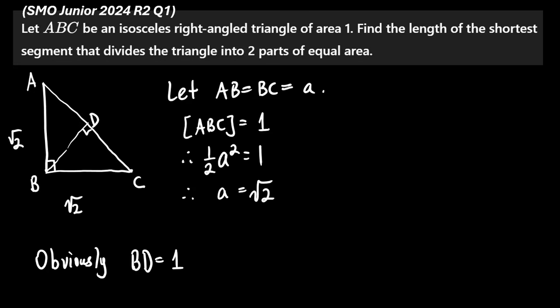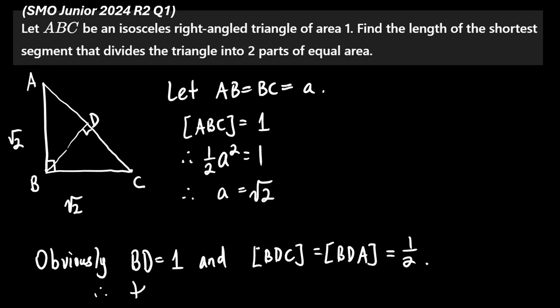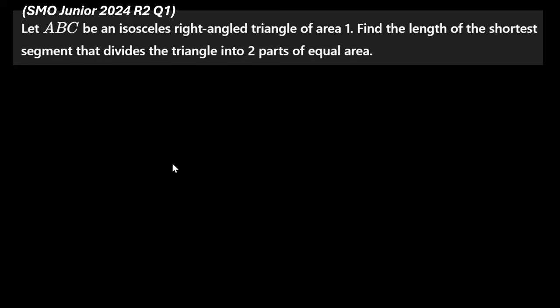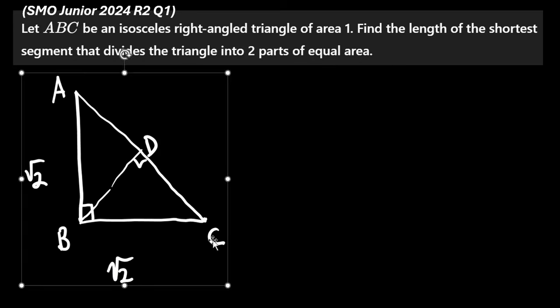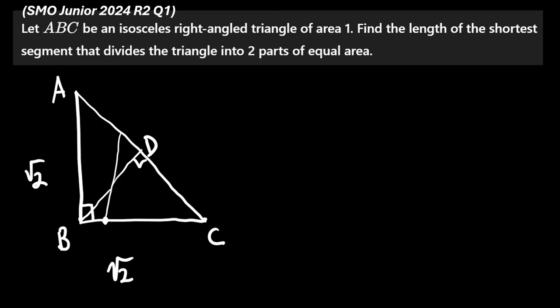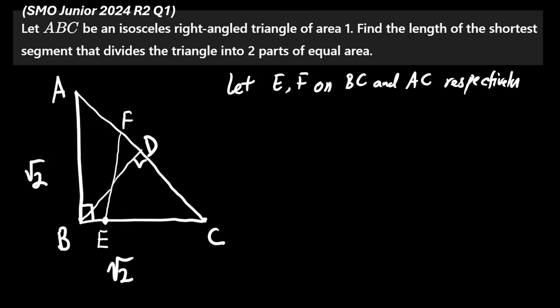We notice that segment BD clearly divides the triangle into two equal parts. So the answer is at most 1, because BD is equal to 1. Now let's consider a general segment EF from point E on BC to point F on AC, such that triangle EFC has half the area of triangle ABC.